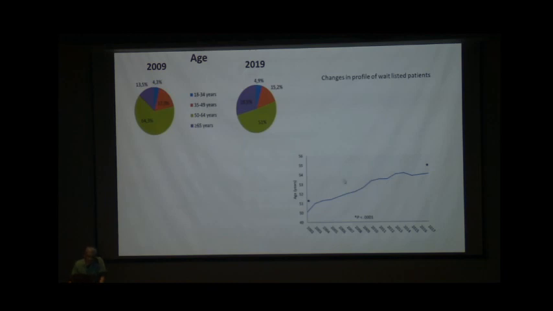If you compare 2009 to 2019, the age of the patient is increasing, especially the patients are becoming older. Almost 13.5% in 2009, and now in 2019, it is approximately 30%. So age of the patient is increasing over the years.